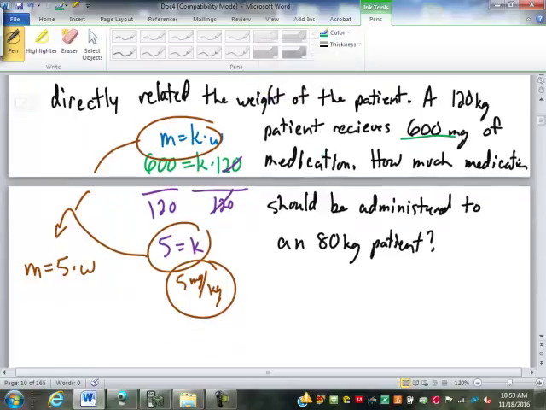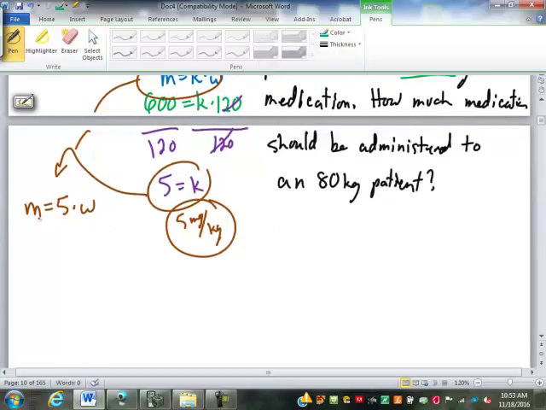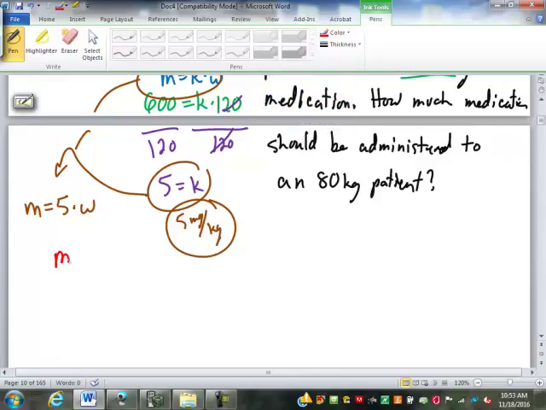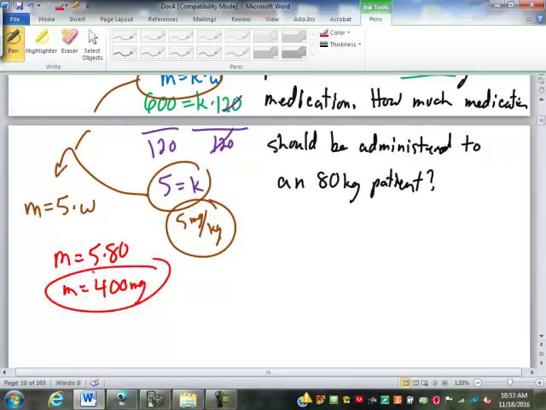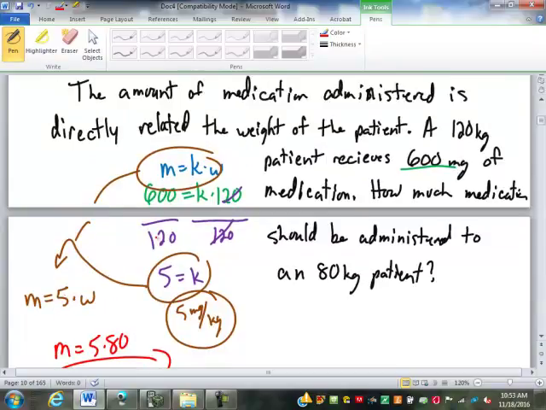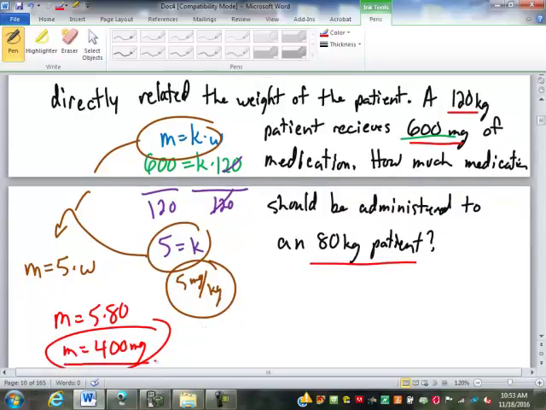Well, we take this relationship and replace the weight with 80. So the medication is equal to 5 times 80. 5 times 80 is 400, and that'll be milligrams. So knowing that the medication varies directly with the weight of the patient, and knowing that this patient at 120 kilograms received 600 milligrams, allows us to figure out that an 80 kilogram patient should receive 400 milligrams.